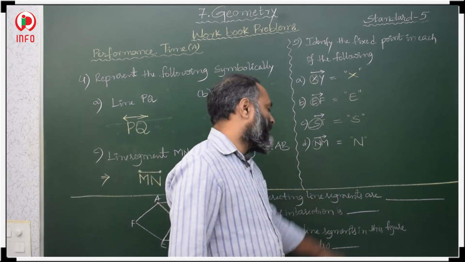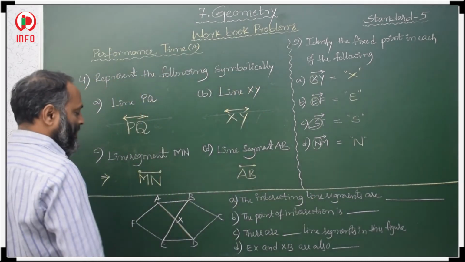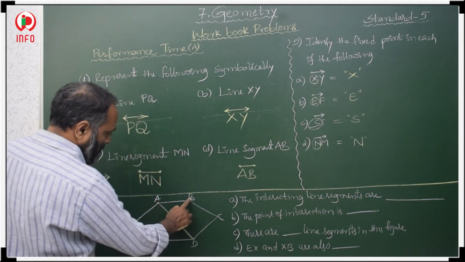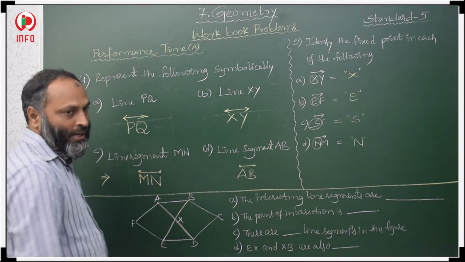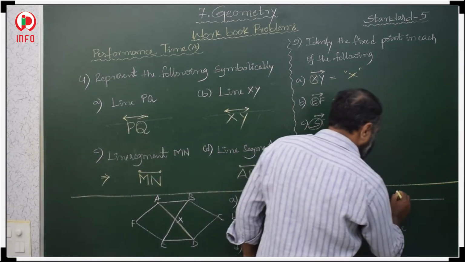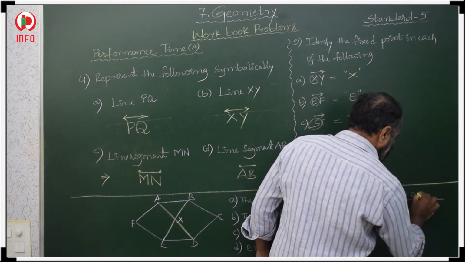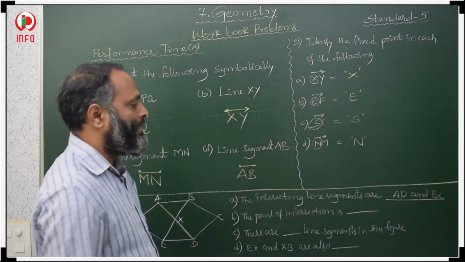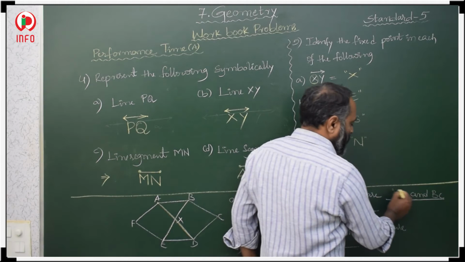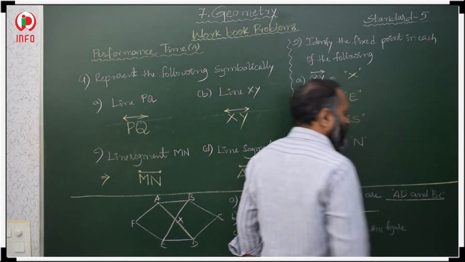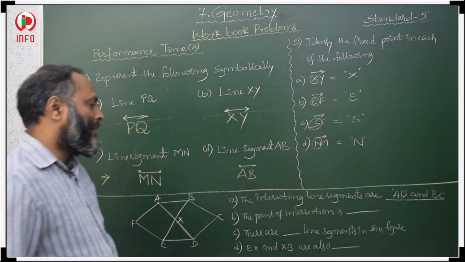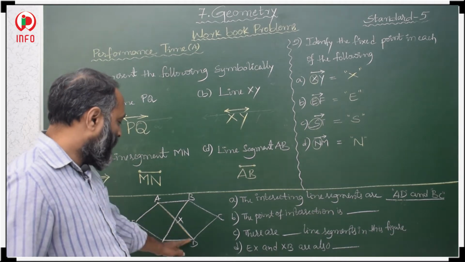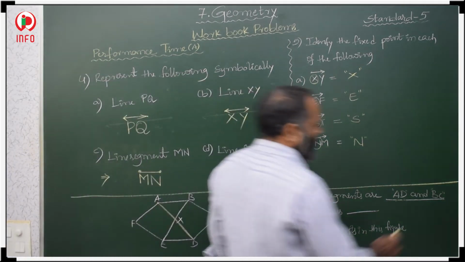The first blank: the intersecting line segments are. Here he is asking for intersecting line segments. So these two are intersecting lines: AD and BE. AD and BE are intersecting lines, not BC. These are the intersecting lines.